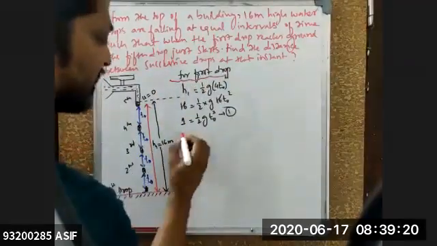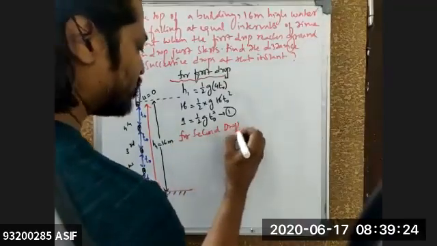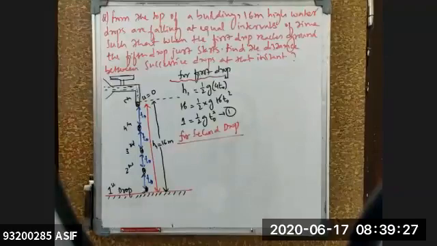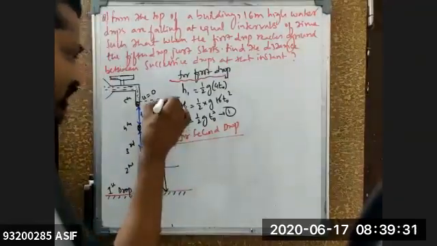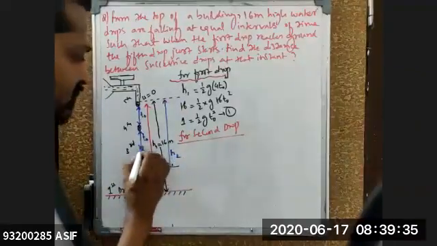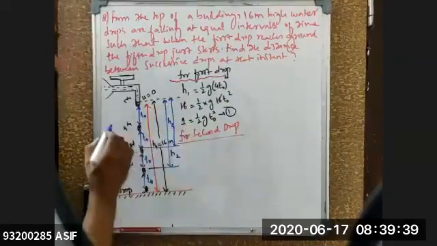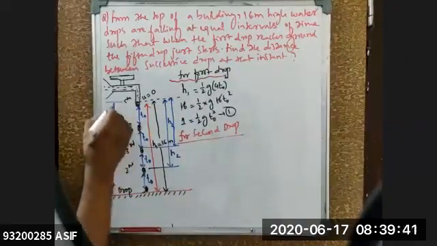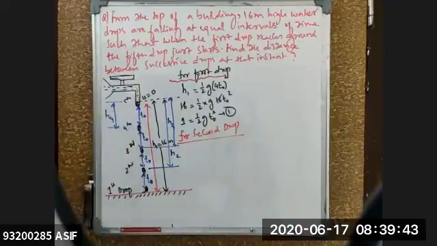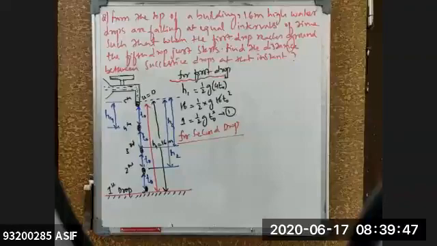Isn't it? For the second drop, if I'm talking about the second drop, can anyone tell me what is the distance of your second drop? Here is your second drop, beta. From here to here, this one is your second drop. This is your H2. And this one is your third drop. That means from here to here, this one is nothing but your third drop. And this one is the fourth drop from here. So this will be equal to the fourth drop, that is nothing but your H4. Isn't it? So now I can calculate the value of your H2.